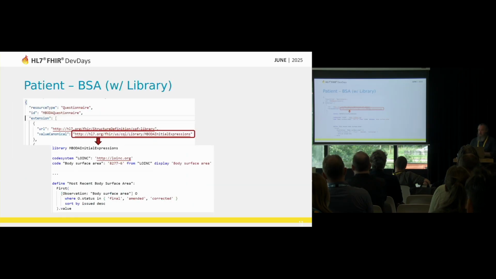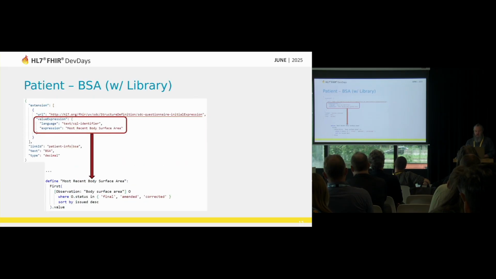So here's the same expression written within a library. You can see we reference the library itself within the questionnaire at the root level using the CQF library extension. So we're referencing that. And then within the item itself, what we can do is reference the expression itself. Makes it a little cleaner, easier to reuse.